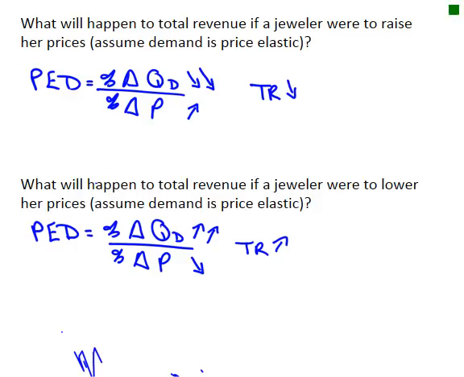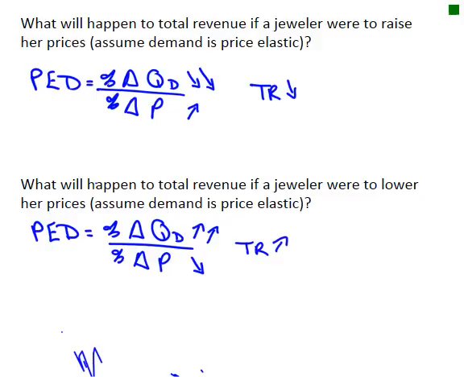So let's look at this in terms of a business sense. What's going to happen to total revenue if a jeweler were to raise her prices and assuming demand is price elastic? Okay, I can't tell you in an instant. I need to write out the formula. So percentage change in quantity demanded over percentage change in price. Now, did price go up or down? She raised her prices, so we know quantity demanded will go down.